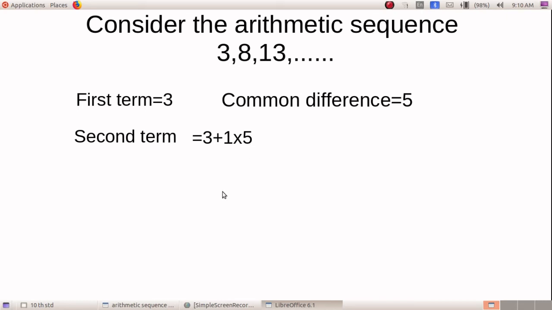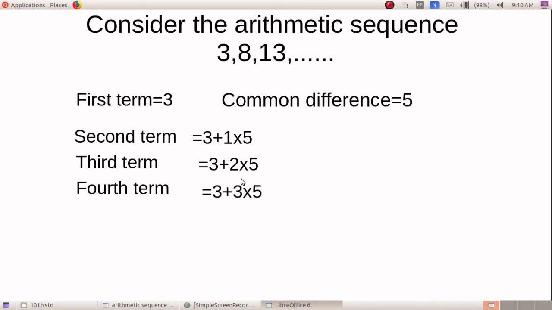Now to get the third term, to this second term we have to add one more 5. The second term is 3 plus one 5. To that, we add one more 5, and we get 3 plus two 5s. Now to get the fourth term, to this third term we add one more 5. Therefore, to 3 plus two 5s, when one more 5 is added, it will be 3 plus three 5s. Now what about the fifth term? To this we add one more 5. Therefore, 3 plus four 5s.